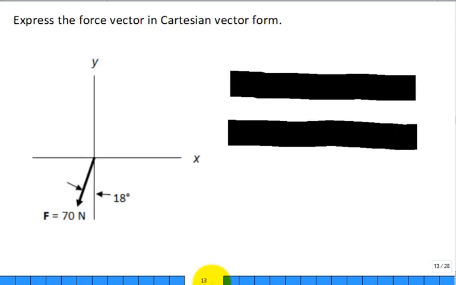All right, you have a vector. This is the x coordinate, the y coordinate. There's a force vector. Traditionally the beginning of the force vector is put at the origin of the coordinate system. They say its magnitude is 70 newtons, and they give you this angle to describe its orientation. It's 18 degrees as shown. All right? Can you express that force vector in Cartesian vector form? Meaning, I would want F equal to something i plus something j.